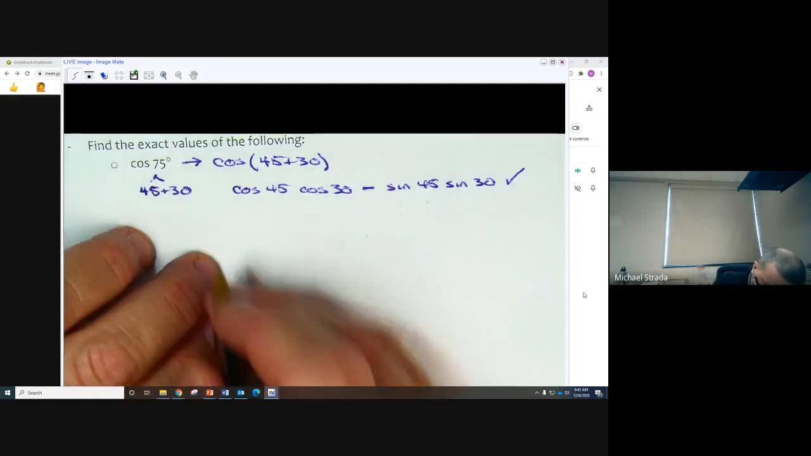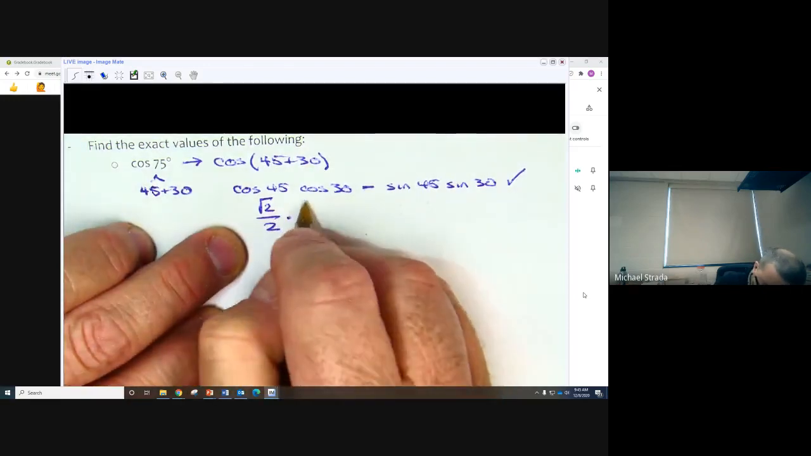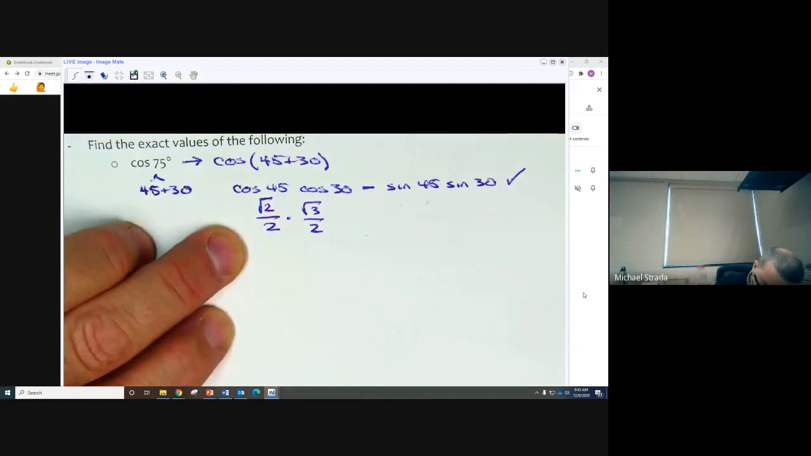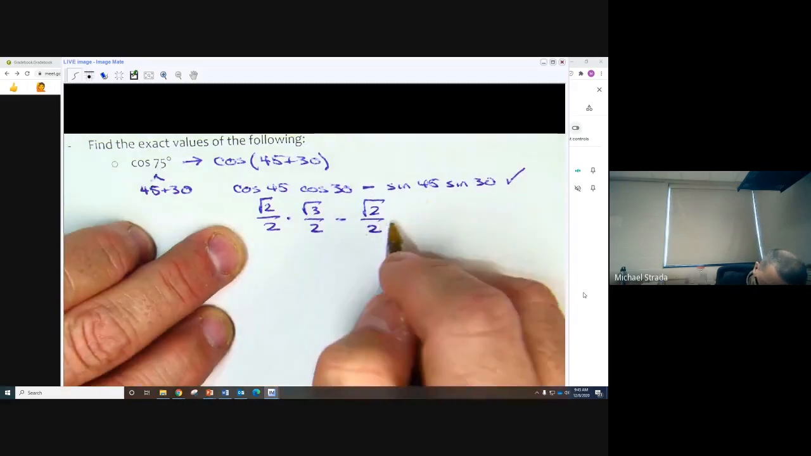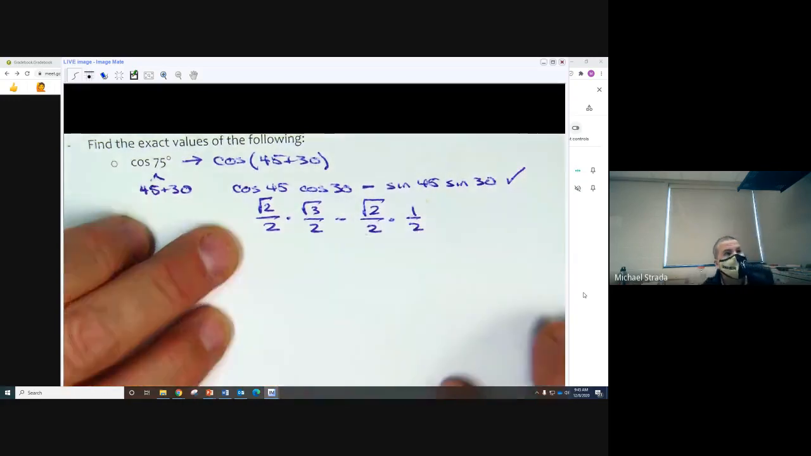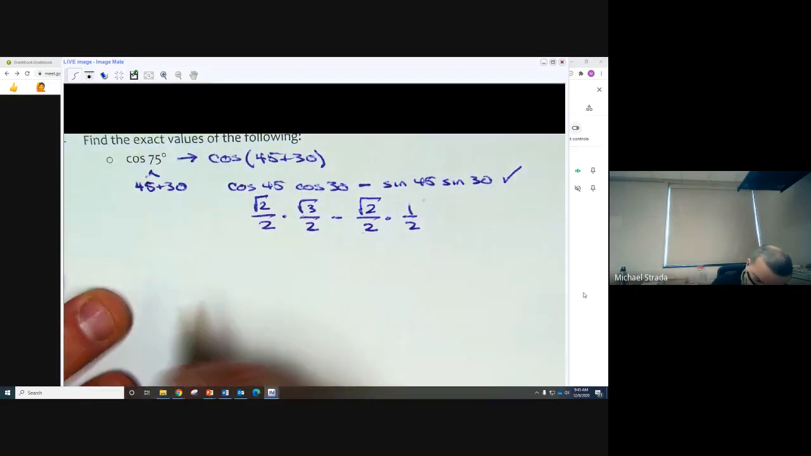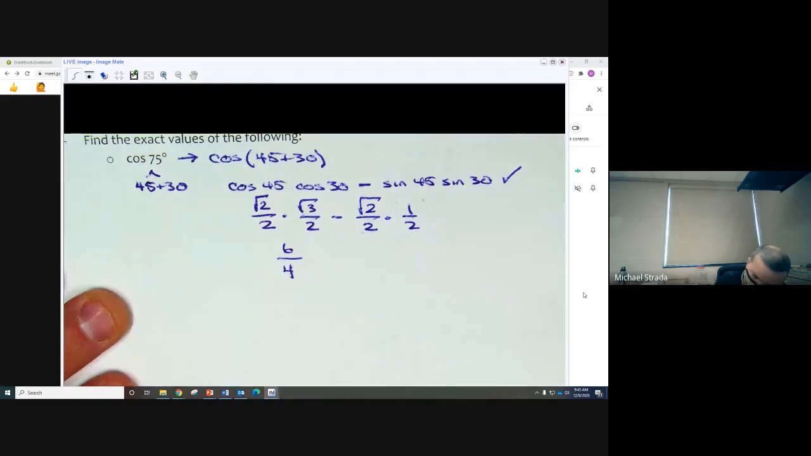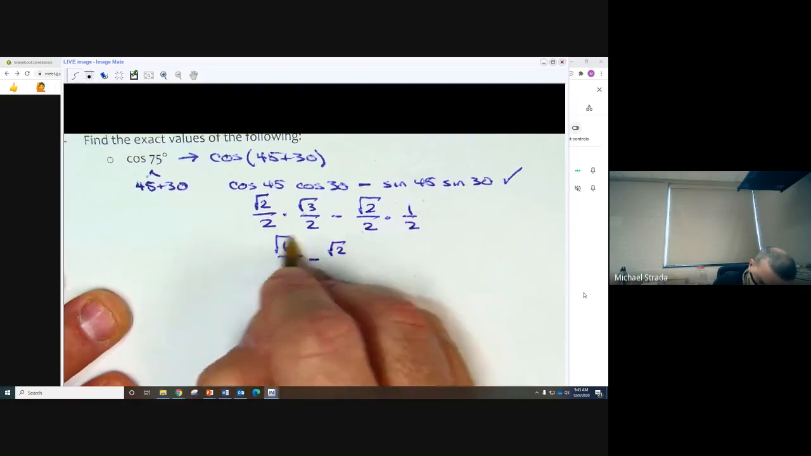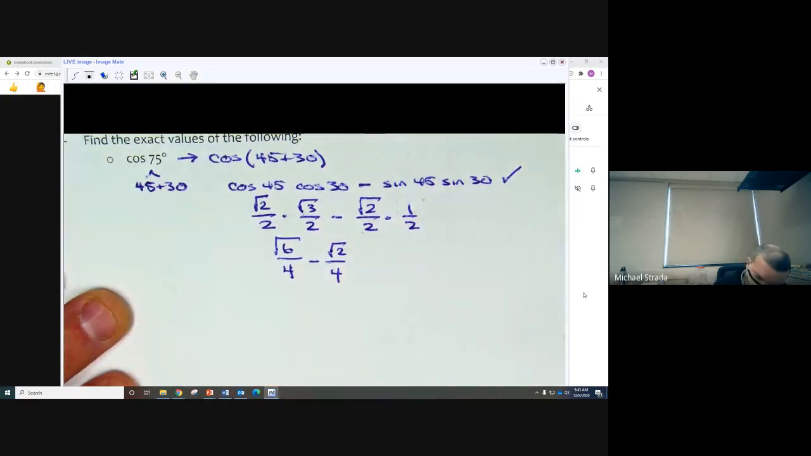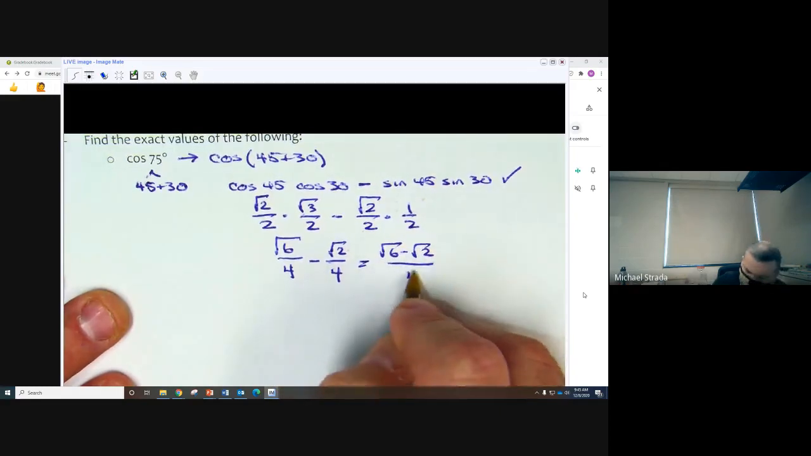Then the cosine of 45 is root 2 over 2. The cosine of 30 is root 3 over 2. Minus the sine of 45 is also root 2 over 2, and the sine of 30 is 1/2. Root 2 times root 3 is root 6 over 4. Root 2 times 1 is root 2 over 4.